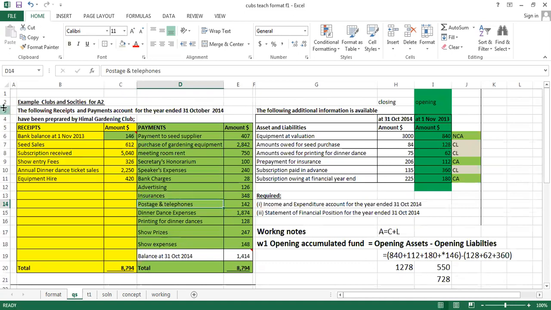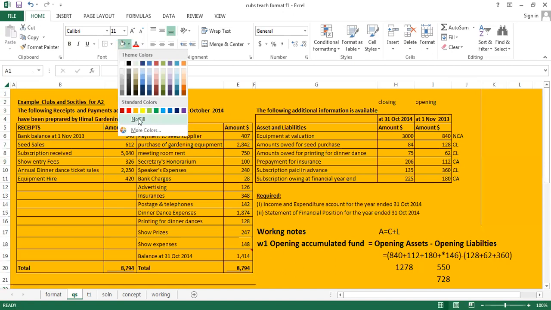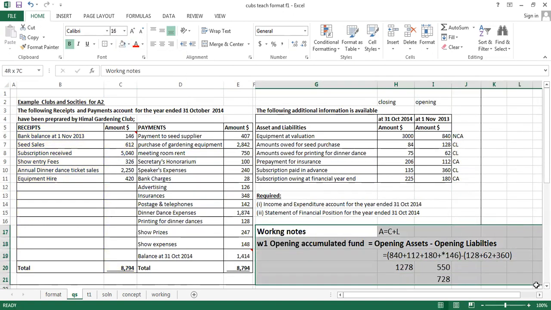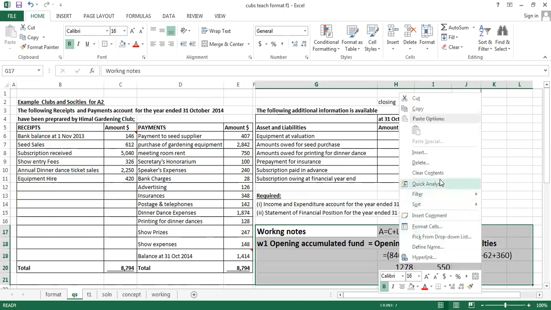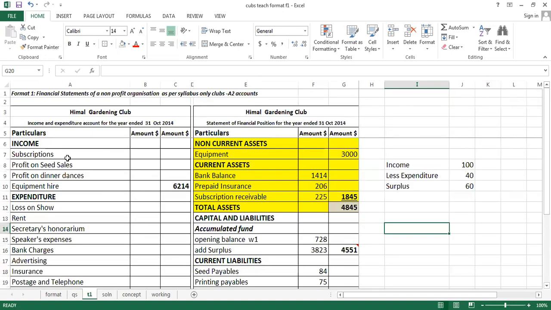This is the question. I'm going to unhighlight everything just to focus on the key concepts. Now I won't be needing this working anymore, so I'm going to remove this. So this is your question. Now, when you're solving your income statement, what you need to understand is that in the income, subscription is one of the major sources of income. The main source of income is subscription.